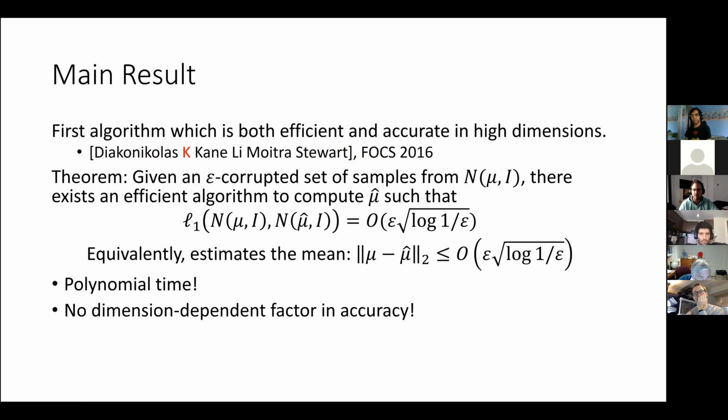Gautam, I have a question. In the stated theorem, does everything generalize when you replace the identity with an arbitrary covariance? Not immediately. If you want to do unknown covariance, we have an algorithm for that, but you have to estimate the covariance using more sophisticated methods, and then you can do the mean. But the error is still independent of the dimension. Yes, that's the crucial thing. We're trying to get no dependence on the dimension.